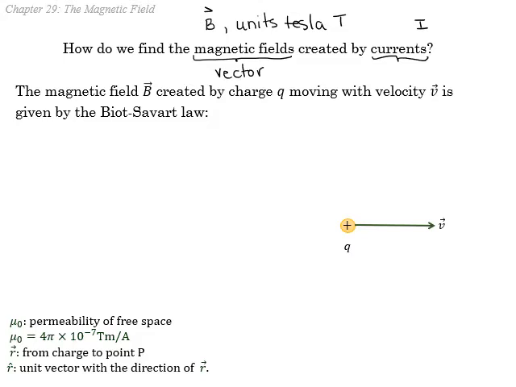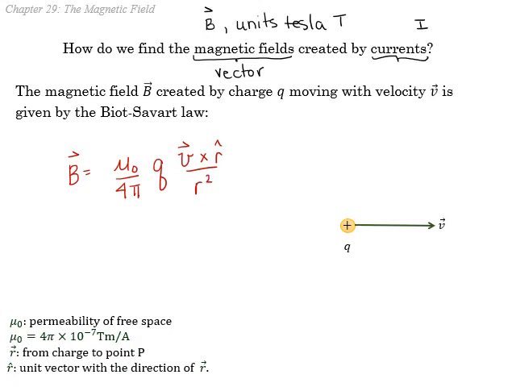So what do we know about current? We know that current is just moving charges. So let's start by defining the magnetic fields in terms of a charge Q moving with velocity V. That magnetic field is given by the Biot-Savart law. And the Biot-Savart law says that the magnetic field, the vector magnetic field, is mu naught divided by 4 pi times Q times the velocity crossed with r hat divided by r squared.